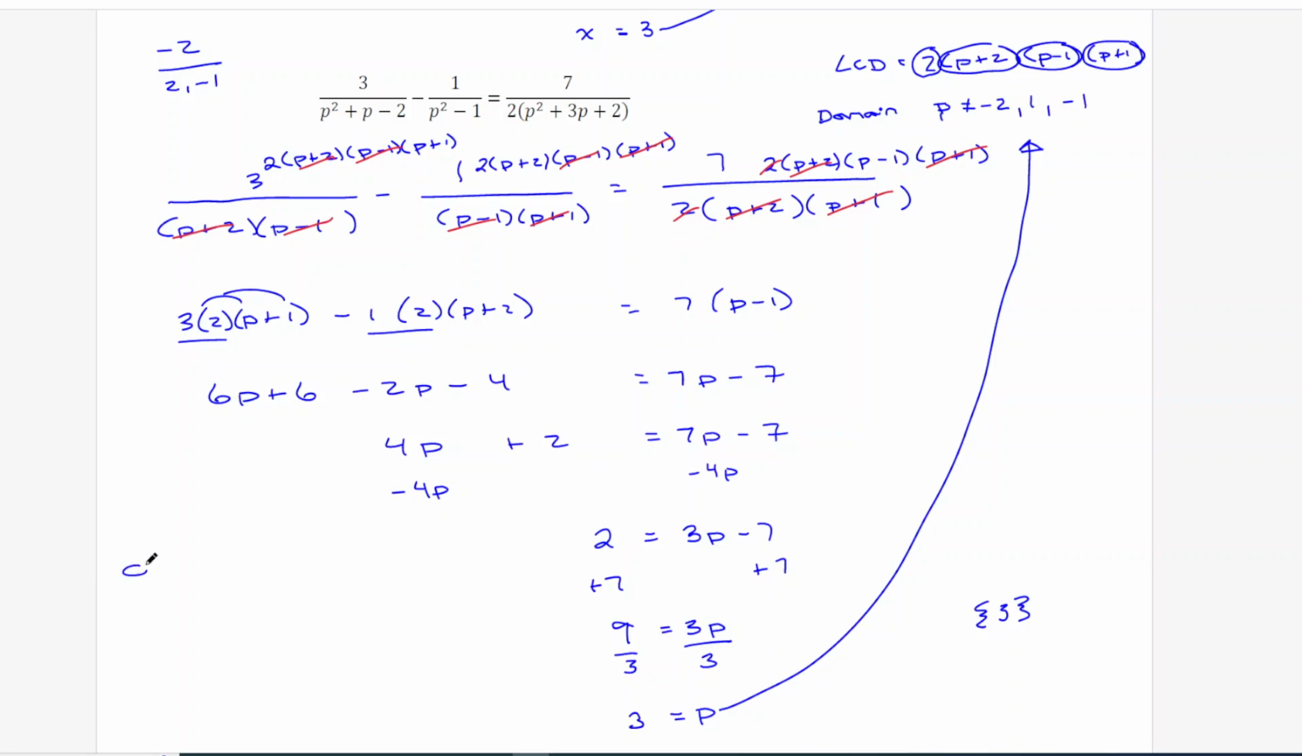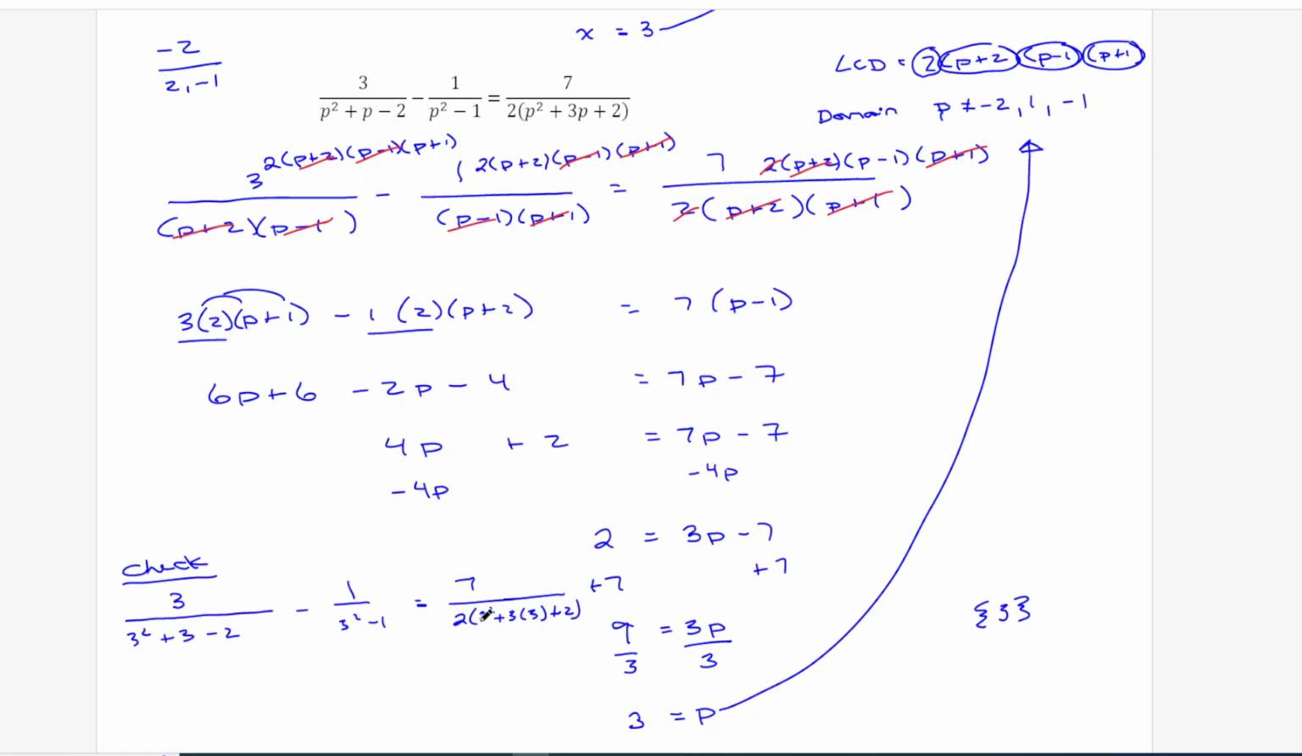To check your solution, and I checked this one because it's complicated, right? You're going to put 3 in for p. So you get 3 over 3 squared plus 3 minus 2, minus 1 over 3 squared minus 1. Does that equal 7 over 2 times 3 squared plus 3 times 3 plus 2?